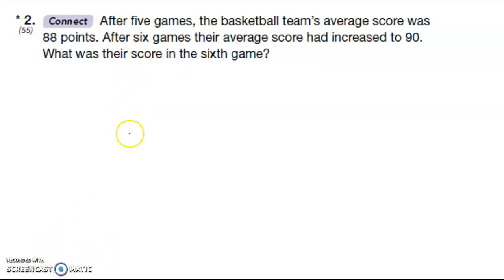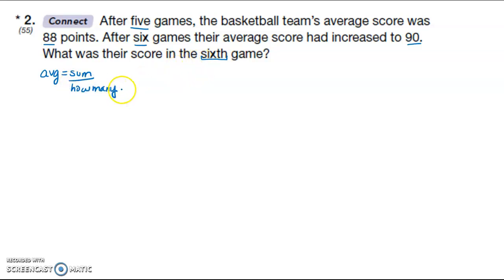Alright, starred problem number 2. After 5 games, the team's average score was 88 points. After 6 games, their average score had to increase to 90. What was their score in the 6th game? These are not easy, but what we know about average is that it's equal to the sum over how many.